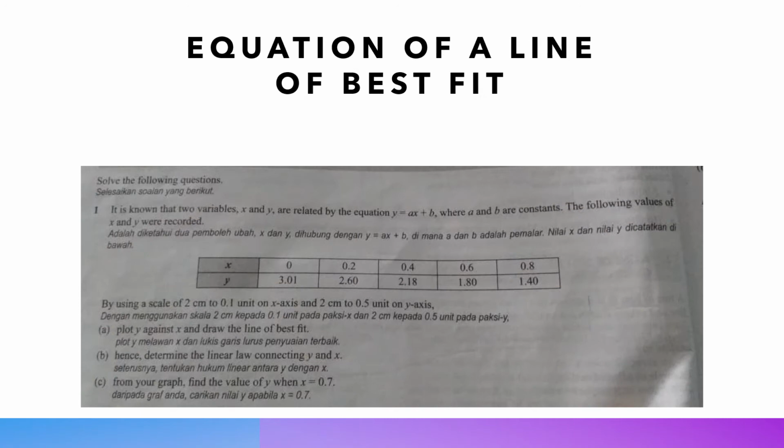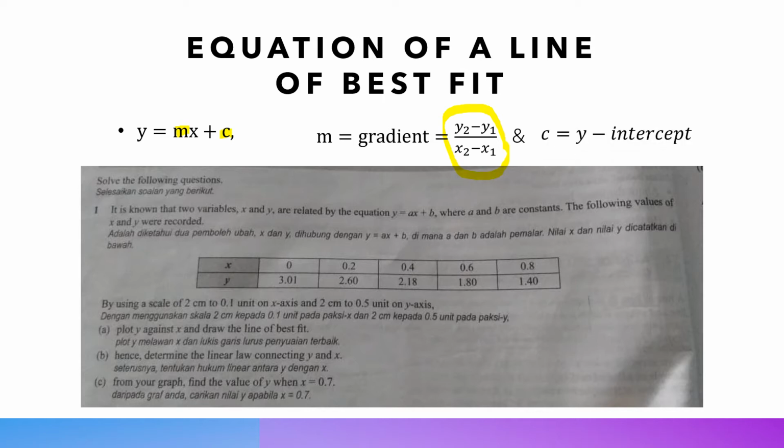Next is the equation of a line of best fit. A line of best fit is a straight line, and a straight line also has an equation. The form is y equal to mx plus c, where m is the gradient and c is the y-intercept. How do you find the gradient? Using this formula: y2 minus y1 over x2 minus x1. And the y-intercept is c. This is the only equation for this part that we are going to discuss, so you can pause and read it first.